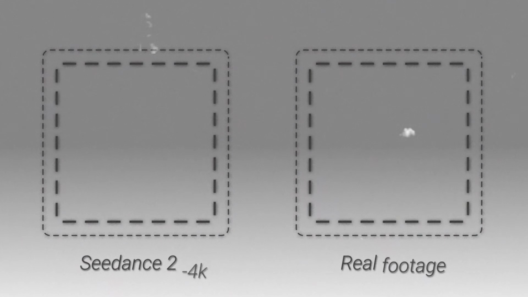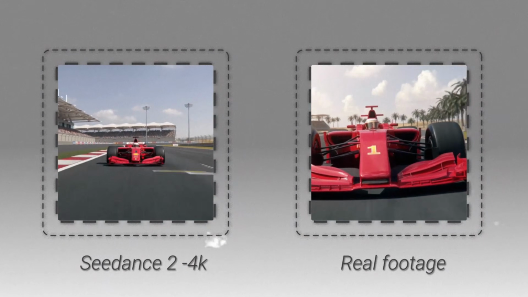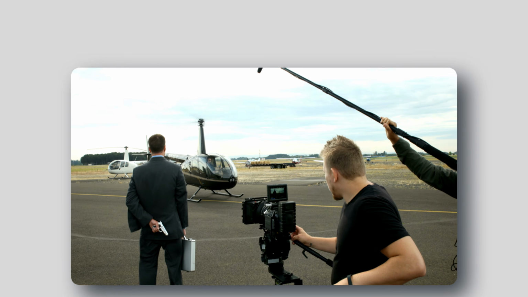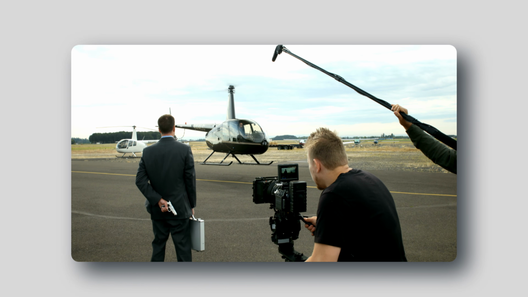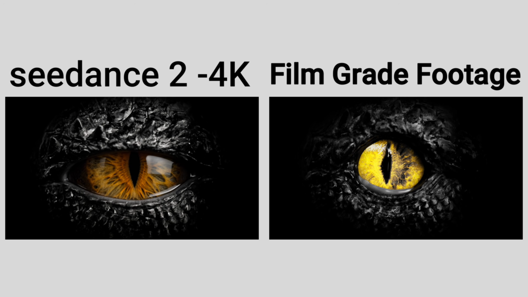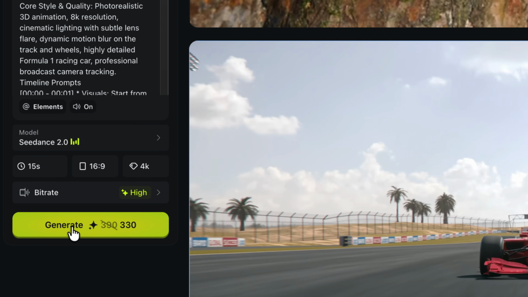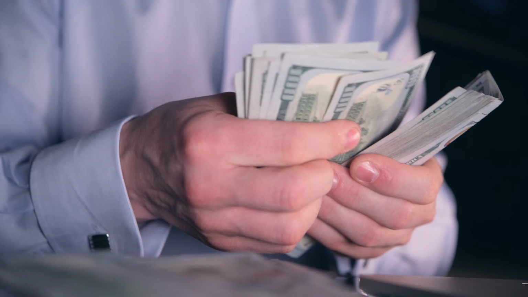So today I'm putting Seedance 2.0 head-to-head against real film production to see if AI can finally beat the real thing. I'm recreating the kind of shots you'd normally need a full crew and a real budget for, and seeing if Seedance can match them in 4K. And since Seedance 2 in 4K is very expensive to run, this also answers a very big question, which is: is Seedance 2 in 4K actually worth the price, or still just a cool experiment?